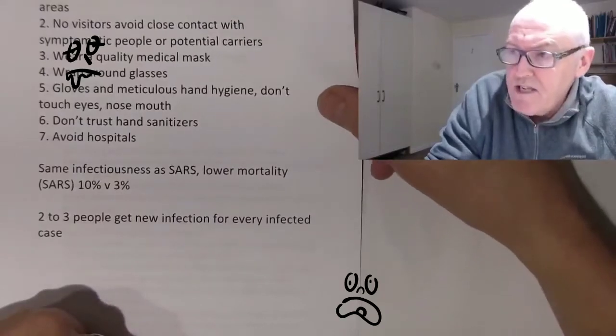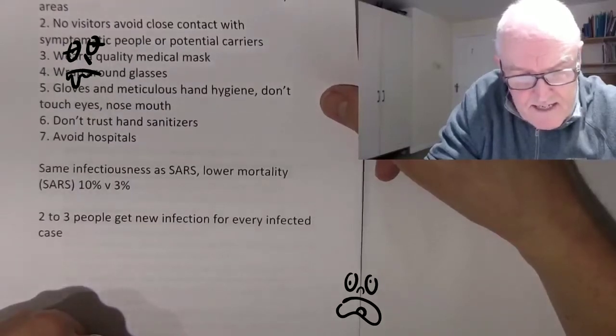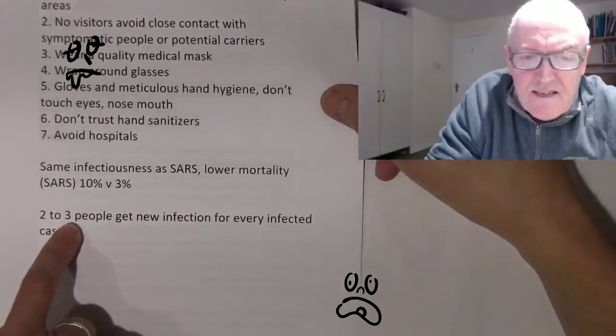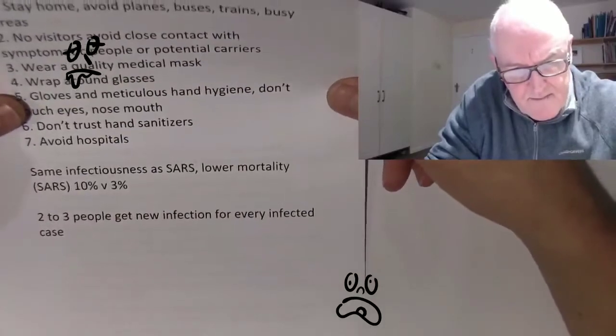And so far from the Chinese data, 2 to 3 people have been infected per infected case. So that means doubling and tripling in incidence, being the number of new cases.